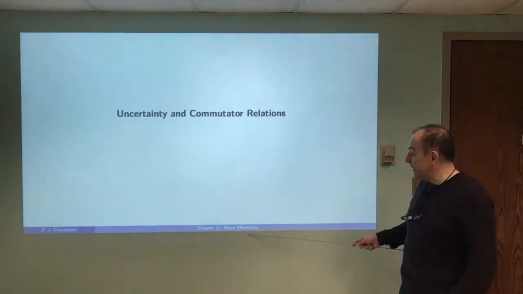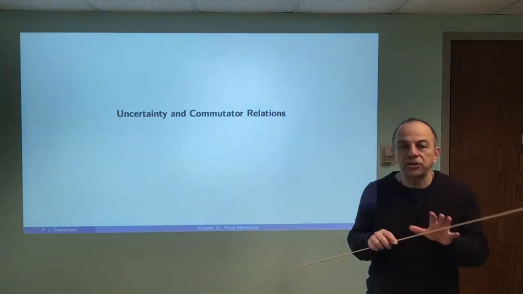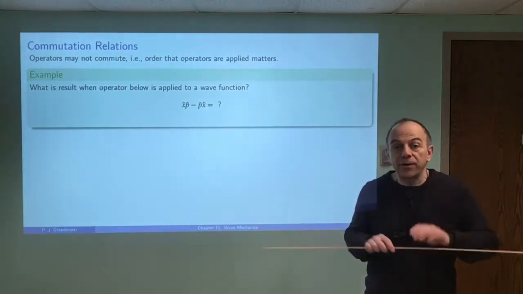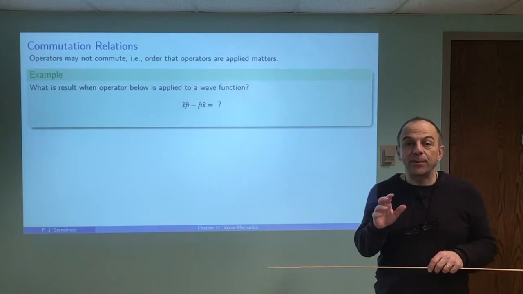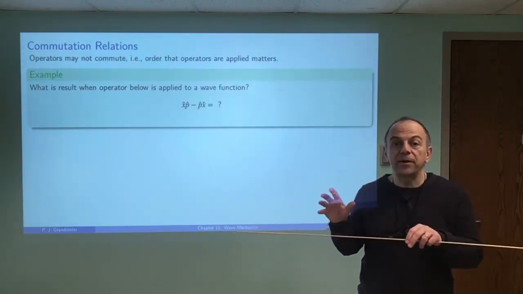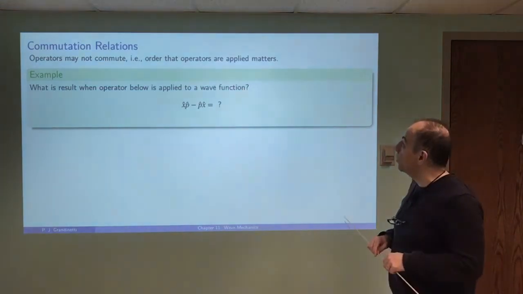In this video, we're going to continue Chapter 11 on wave mechanics, and now we're going to start talking about uncertainty and commutator relations. Now, in the previous video, we learned about quantum mechanical operators, and something you have to keep in mind is that these operators do not commute. The order in which you apply them will matter, and you will get a different result if you change the order in which you apply them to a wave function.